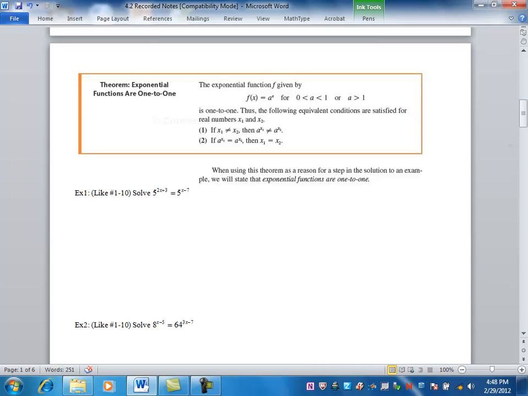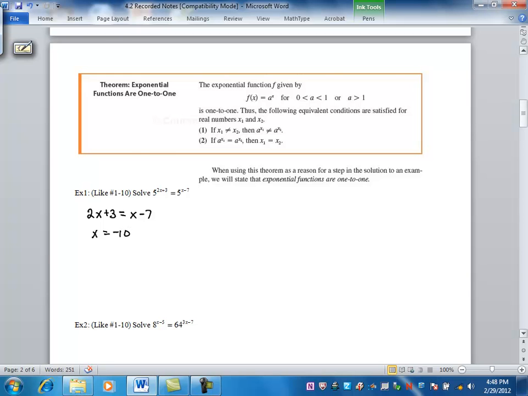And so when we know that, we know that if my exponents are different, then my base to each of those powers will have to be different. On the other hand, if we know that a to the x1 equals a to the x2, then it must be the case that x1 equals x2. We can see that here in example 1. Notice we've got the same base, so all we need to do is set 2x plus 3 equal to x minus 7, and so x is going to equal negative 10.